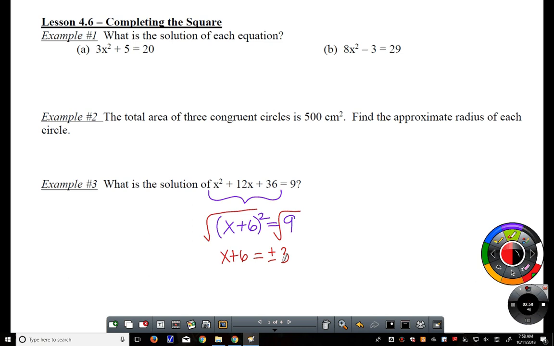And then this gives us our 2 solution options when we go to get x alone. So x is going to equal negative 6, because we're going to move that 6 to the other side, plus or minus 3, and we can finish those 2 options. Negative 6 plus 3 would be negative 3, and negative 6 minus 3 would be negative 9. So those would be the 2 solutions.